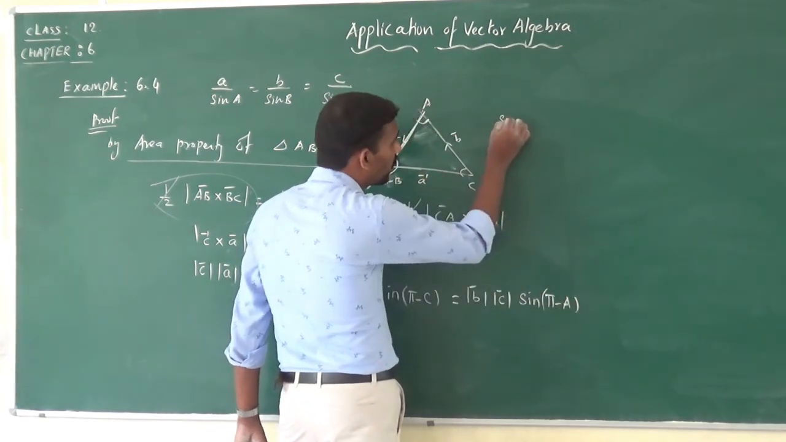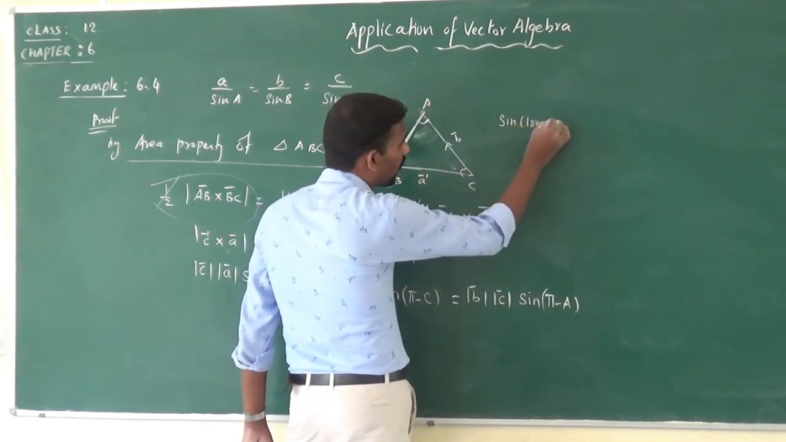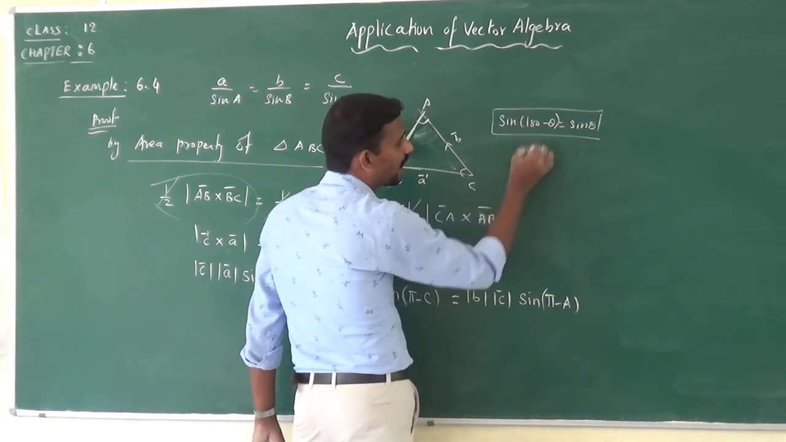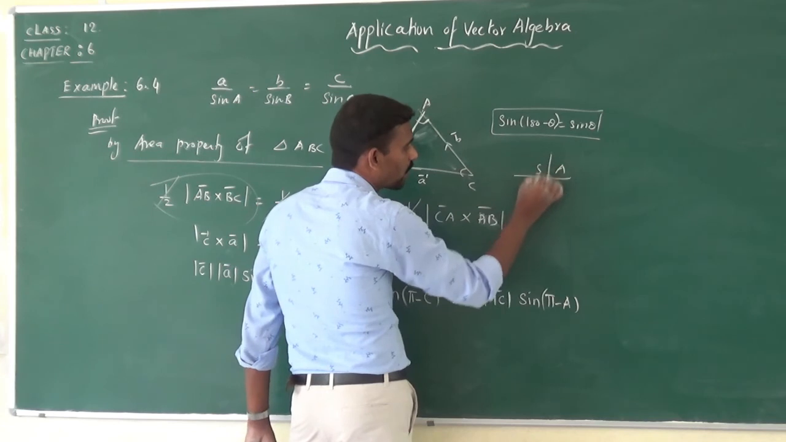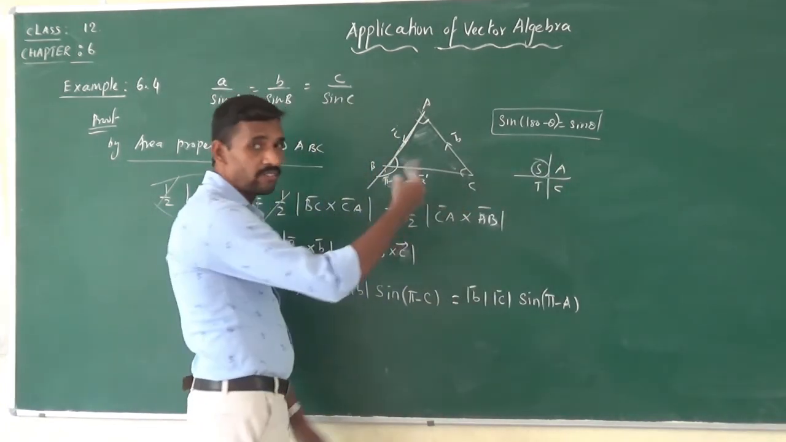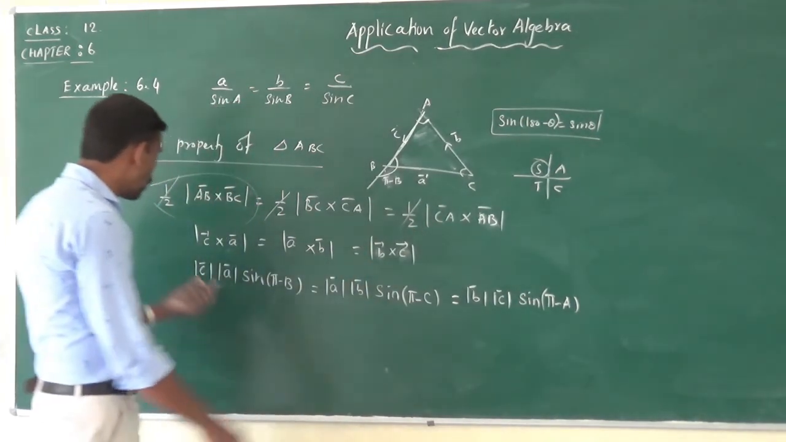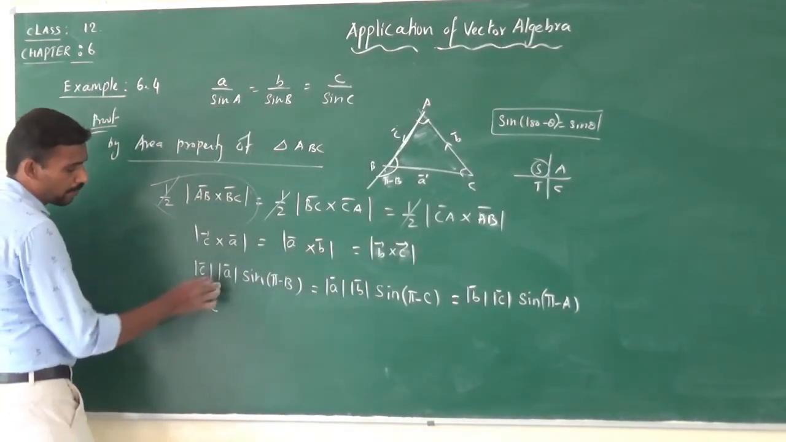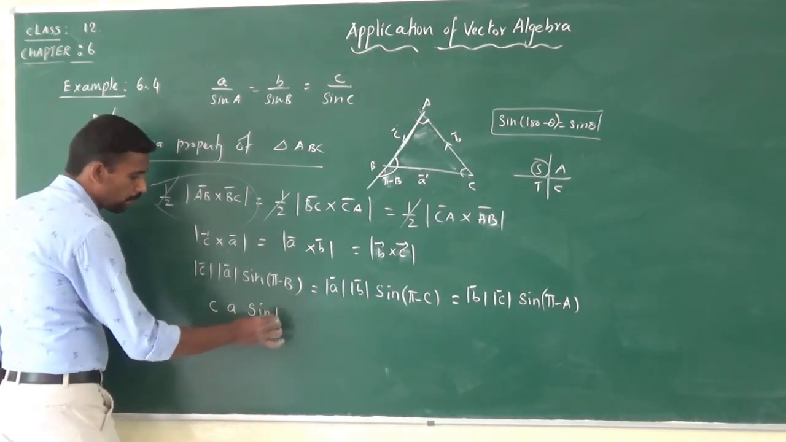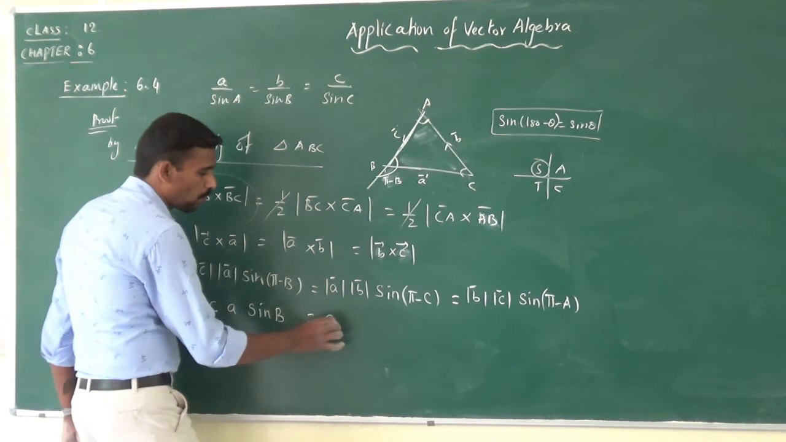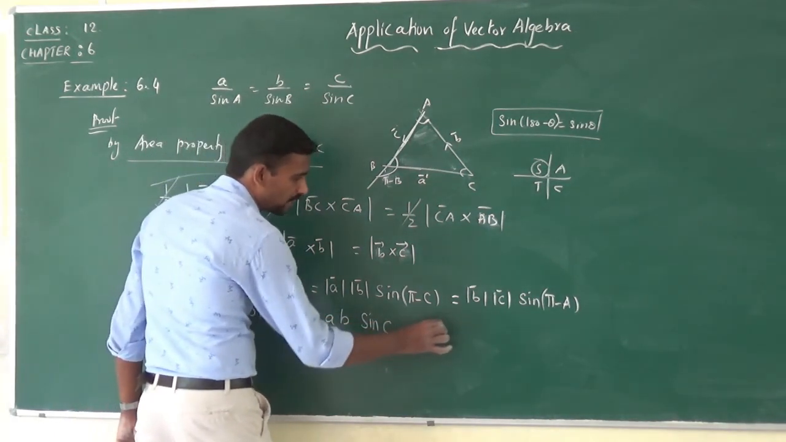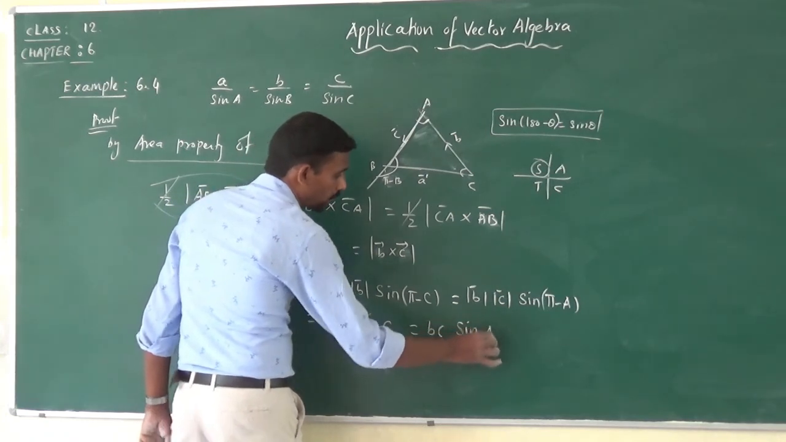So sine of 180 minus theta is equal to sine theta, because 180 minus theta lies in the second quadrant. In the second quadrant, sine is positive, while cosine and the remaining ratios are negative. So magnitude of C is nothing but c, magnitude of A is nothing but a, pi minus B is nothing but B. So small c into small a into sine of capital B. Here small a into small b into sine of capital C. Here small b into small c into sine capital A.